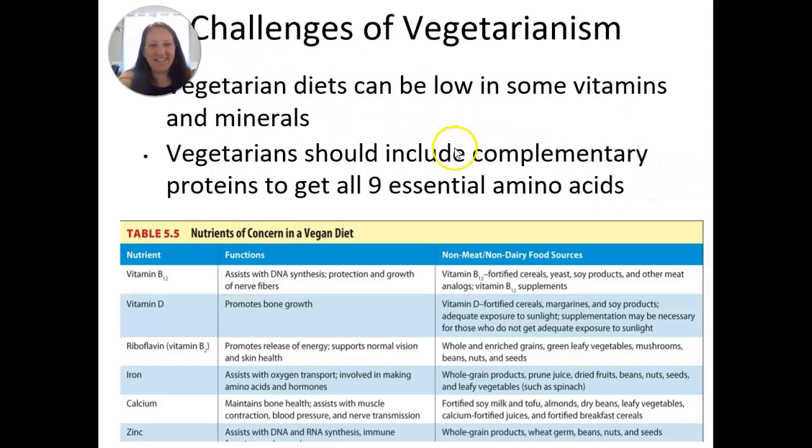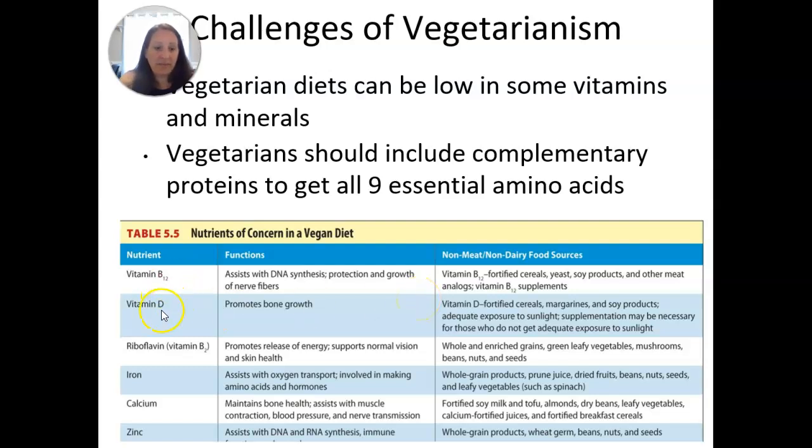Okay, there are downfalls to being a vegetarian. And we talked about some of these already. So vegetarian diets can be low in some vitamins. And so I gave you this list again down here. So vitamin B12, what does it do? It assists with DNA synthesis, protection and growth of nerve fibers. Really important nutrient. If you're not going to eat meat or dairy foods, which would have vitamin B12, how do you get it? You're going to have to eat fortified cereals, yeast, soy products, meat analogs, meat substitutes, or take a vitamin B12 supplement.